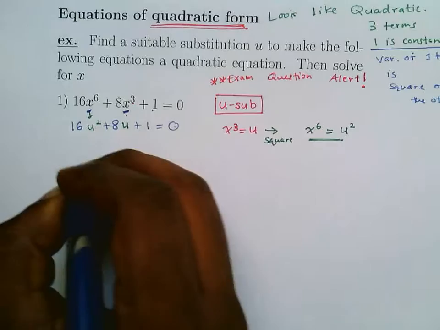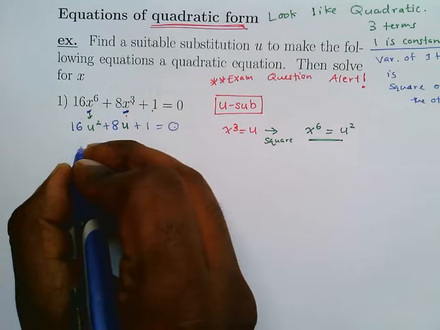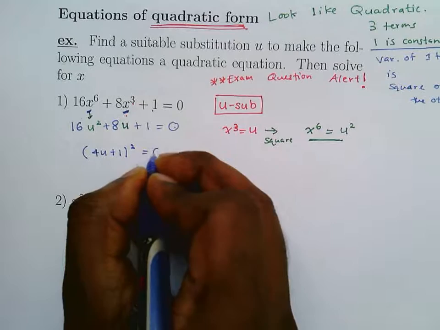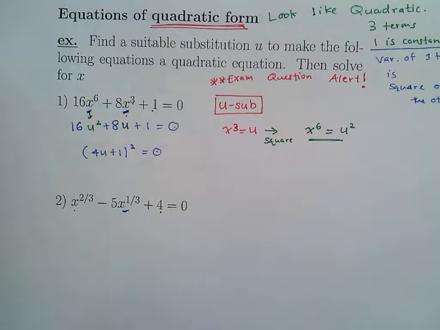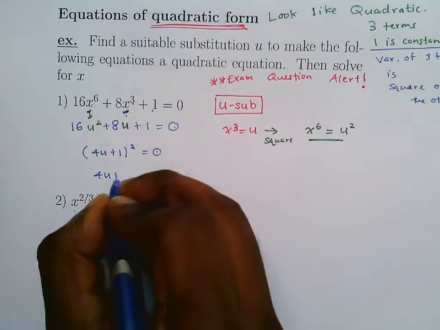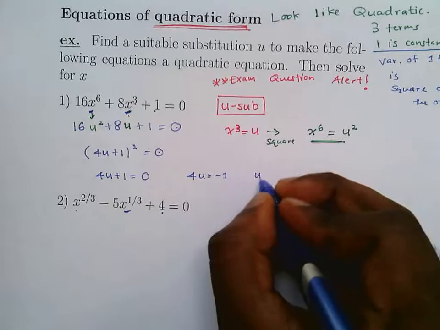Okay. So I'm not going to tell you how to factorize that. You already know how to factor this. It's 4u plus 1 whole thing squared. You can find factors of 16 that add up to 8, or you can do a perfect square factorization. Either way, you get 4u plus 1 is equal to 0, so 4u is equal to negative 1, so u is equal to negative 1/4.